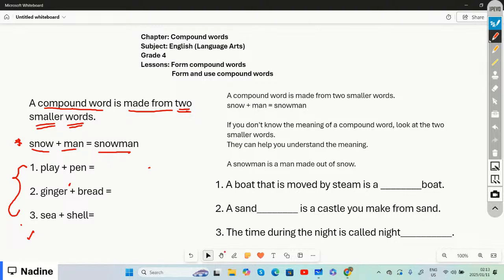So play plus pen. What is play plus pen? Remember, we have two words, two meanings, but as soon as we bring those two together, and if we were to choose the correct option, play plus pen, we can say is playpen. One word. The next one says ginger plus bread.